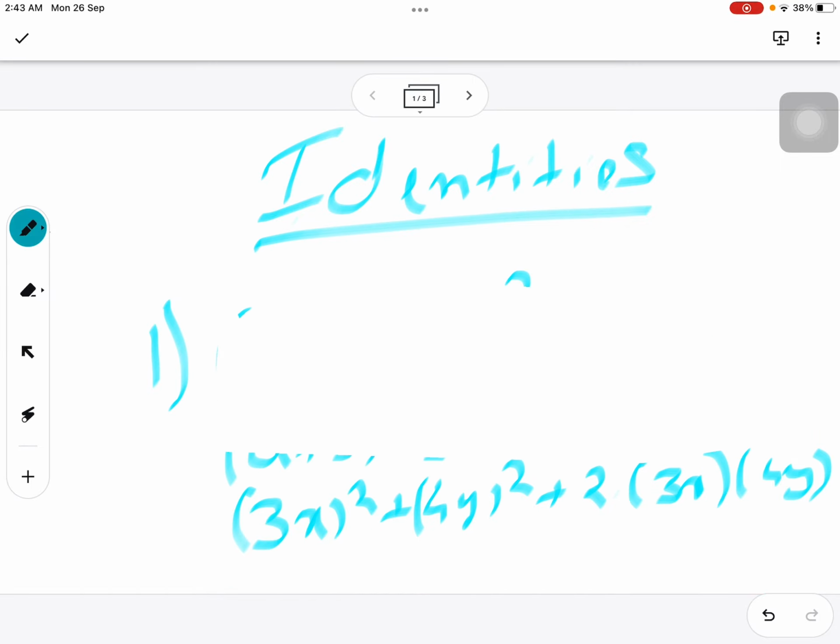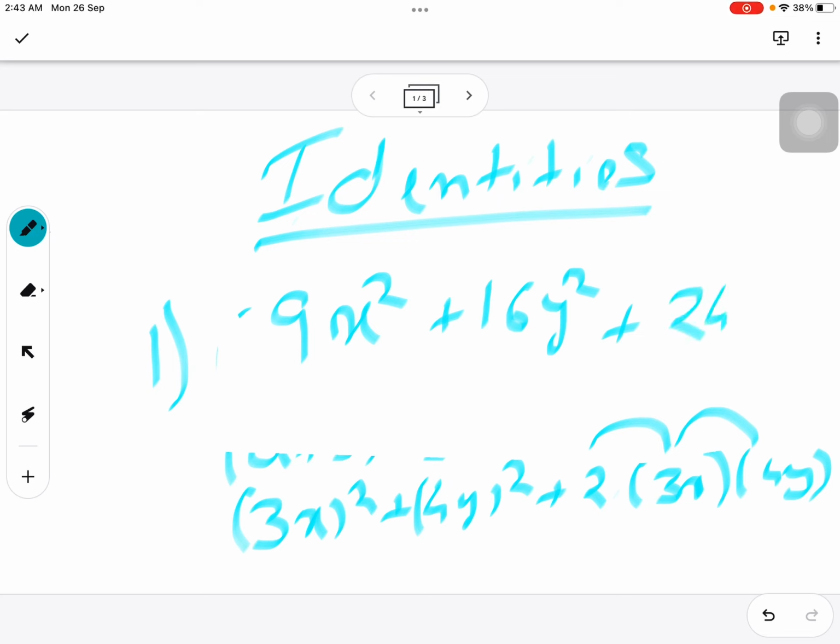Okay, so we expand this. (3x) whole square will be 9x square. (4y) whole square will be 16y square. Okay, you multiply 2 into 3, 6, 6 into 4, 24. So that will be 24xy.